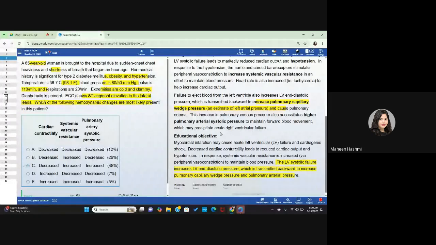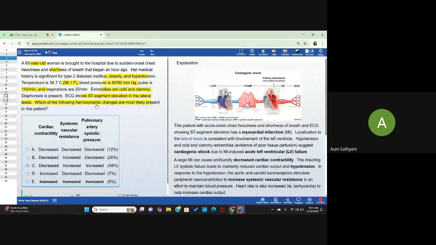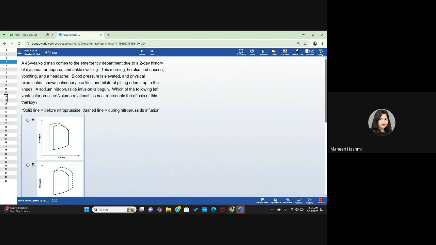So if it's going to be a cardiogenic shock, PCWP is going to be increased. If it's an obstructive shock of cardiac tamponade, then the PCWP is also going to be increased. Otherwise, PCWP always decreases. Okay, is it clear, guys? Yes. Ma'am, is the PCWP increased in cardiogenic shock or decreased? Yes, it's increased in cardiogenic shock. Okay, ma'am.